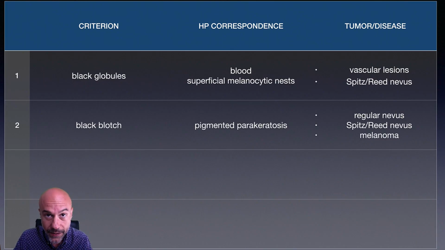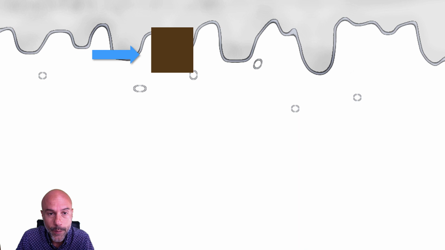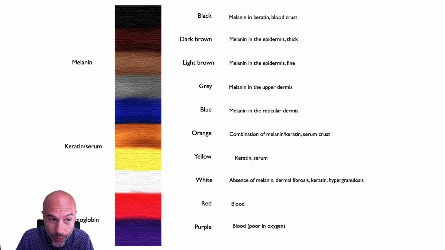The second criterion we learned was black blotch corresponding to pigmented parakeratosis, to the presence of pigment in the epidermis, and diagnostically it corresponds to regular nevi, Spitz or Reed nevi, and of course melanoma. Let's move to brown color.